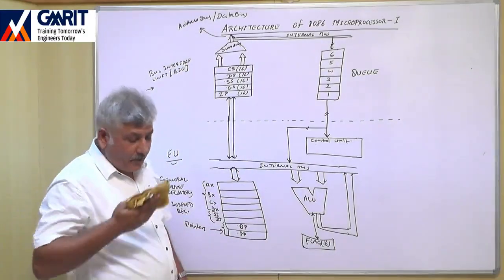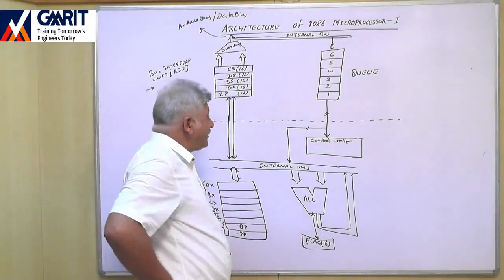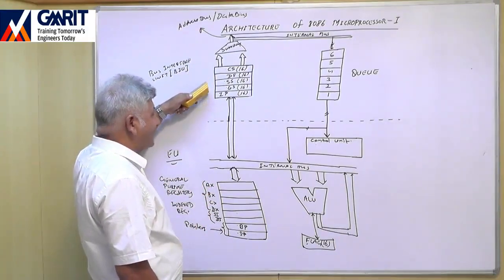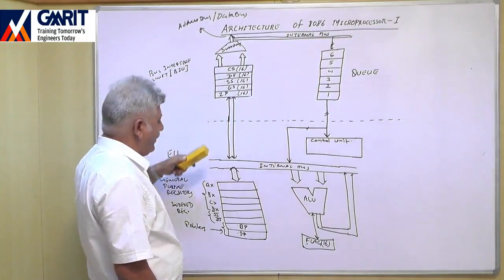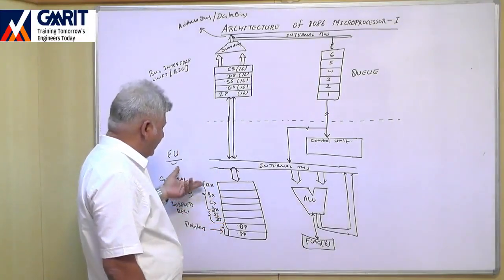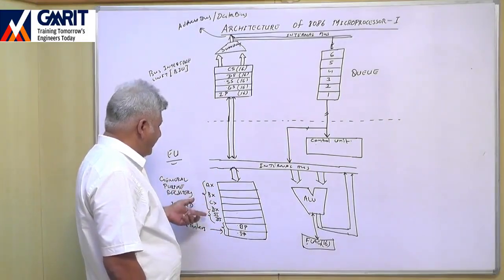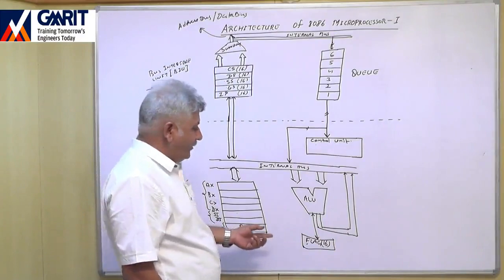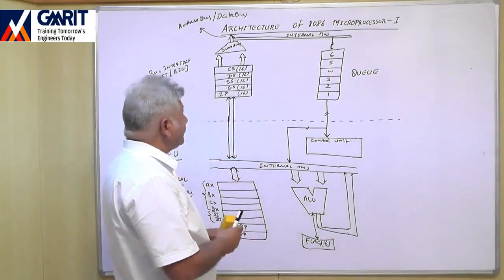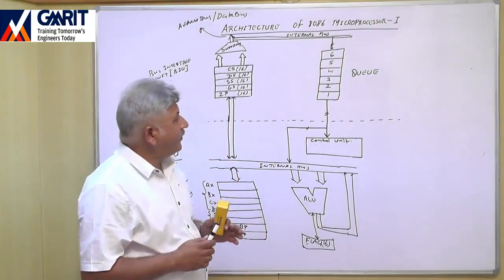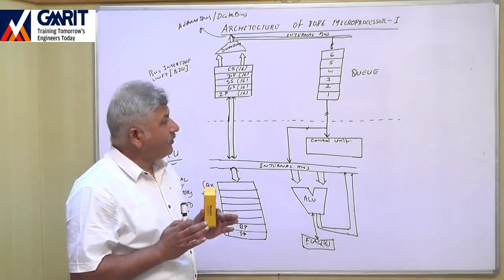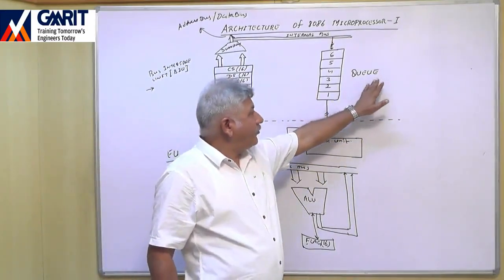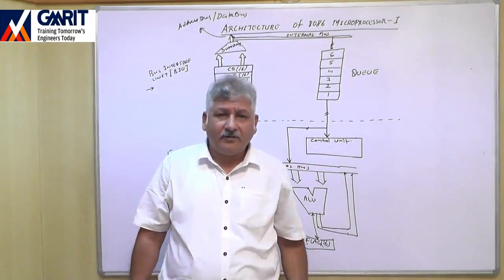Now out of these 14 registers, in the bus interface unit there are segment registers: code segment, data segment, stack segment and extra segment registers, and there is the instruction pointer. And in the execution unit there are general purpose registers AX, BX, CX, DX, index registers SI and DI, pointers, base pointer and stack pointer, and there is a flag register. Now we will see how the pipelining concept is introduced in 8086 with the help of the queue. So this we will continue in the next lecture.